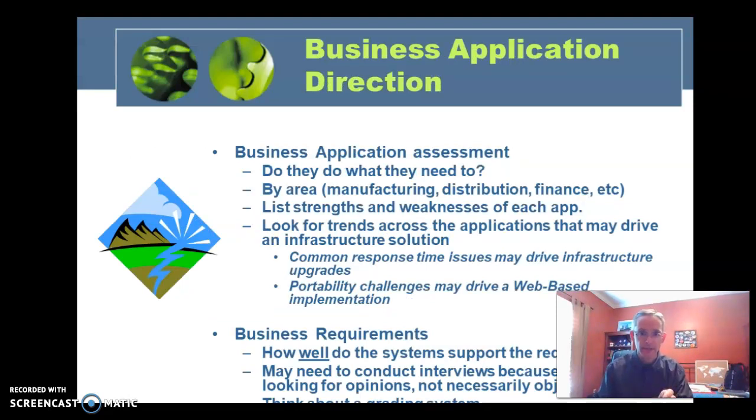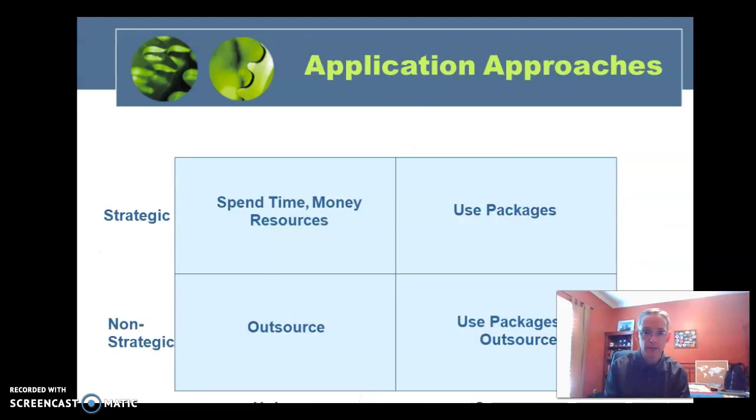So first one, business application assessment. What do they need to do? By what area? What did we look at as the core areas that we really needed to make those investments in? Strengths and weaknesses, look for trends across applications that may drive an infrastructure solution. So there's that sort of reach across in the different parts of the direction that we're coming up with. Business requirements. How well do the systems support the actual requirements of the business?